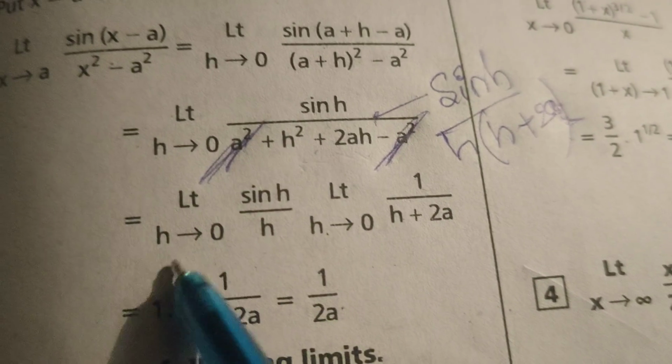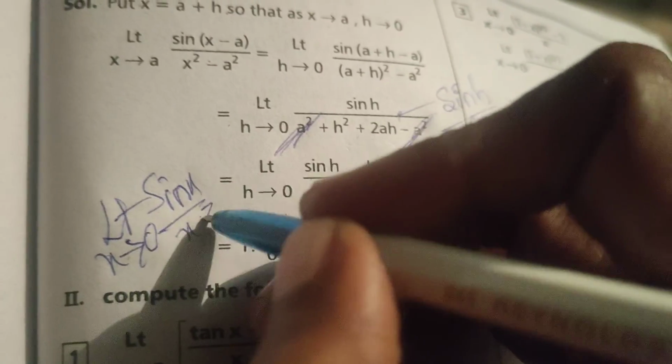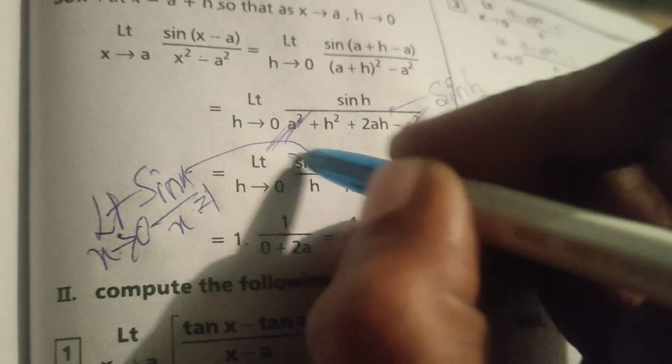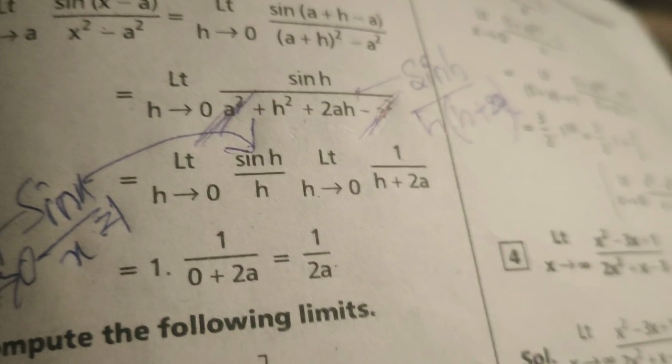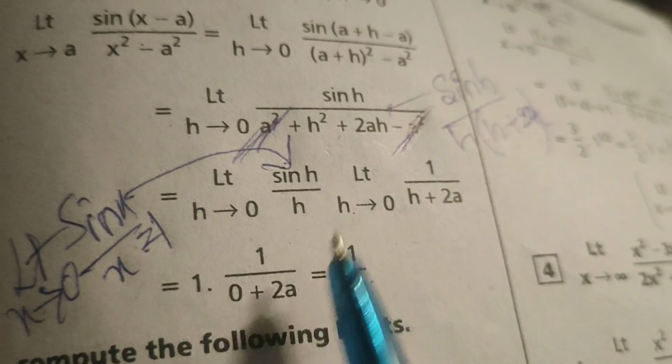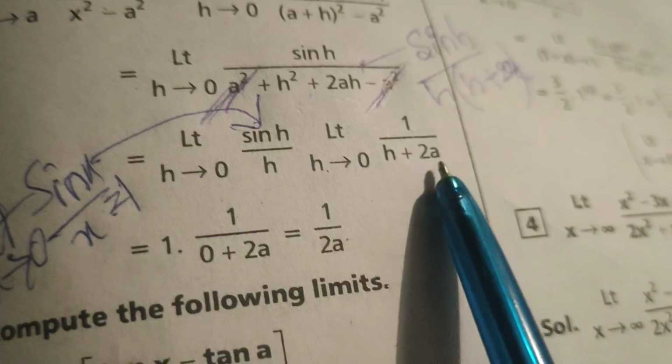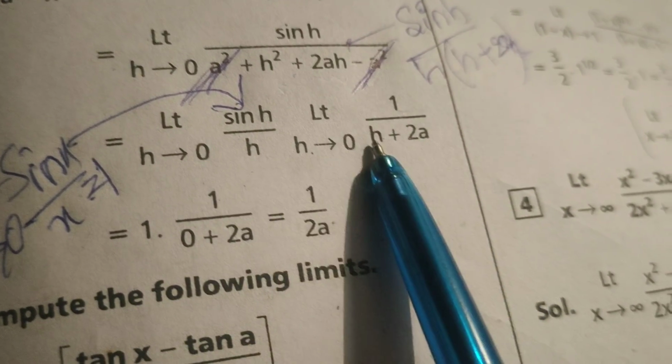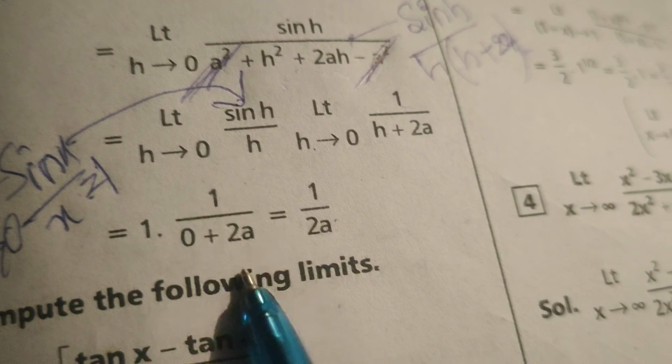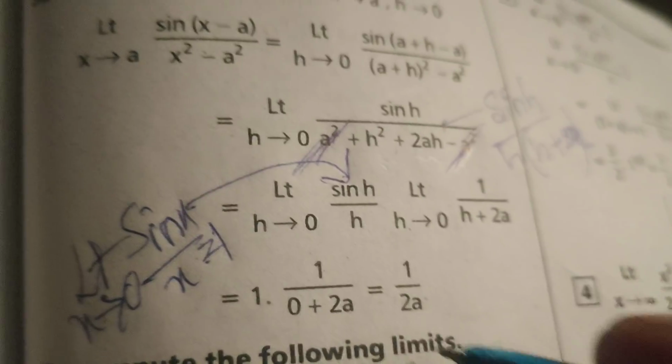According to the formula, limit x tends to 0, sin x / x means 1. Using the same formula, in terms of x, here h is there: limit h tends to 0, sin h / h means 1. Therefore, in place of h substitute 0, 1 / 2a. Therefore, we'll get 1 / 2a.